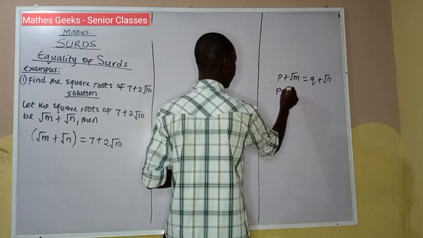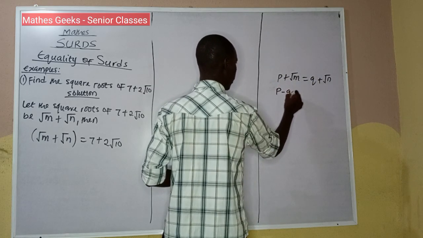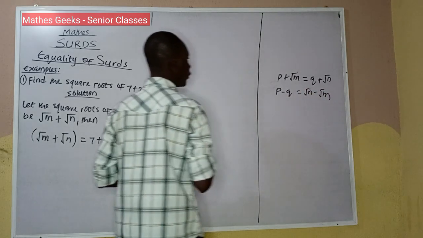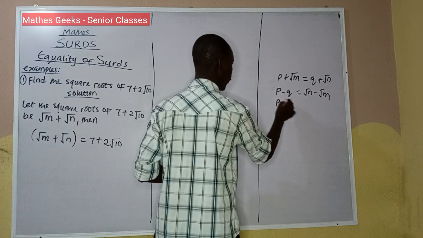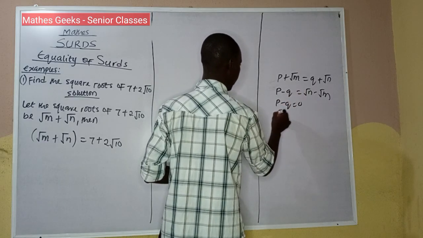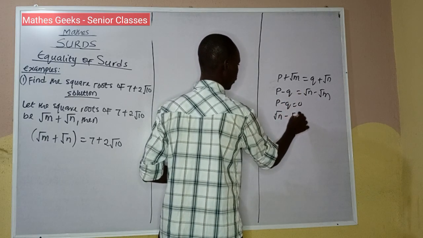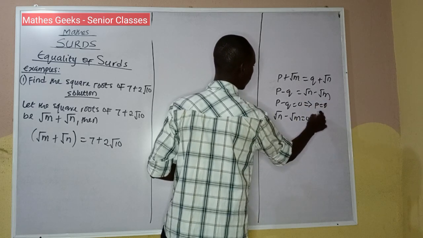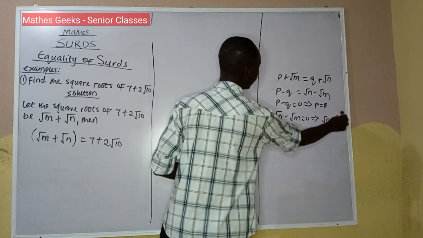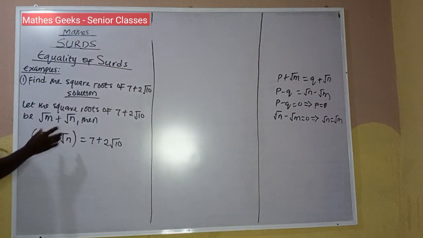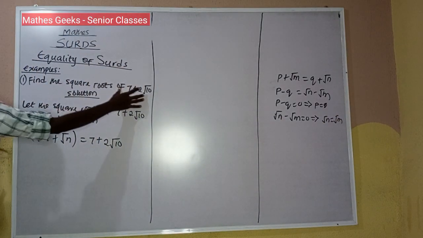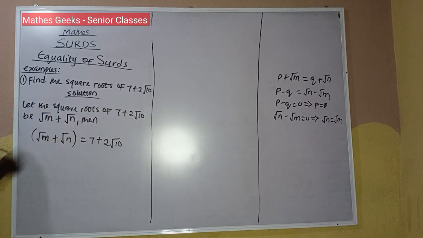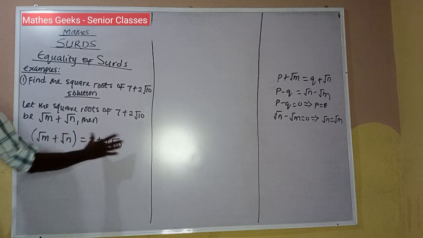If you bring the q to this side, and then root n minus root m, this is the only way that they can be equal. For this to be true, both sides must be equal to 0. Root n minus root m must be equal to 0, which implies that p is equal to q, and this also implies that root n is equal to root m. So here the question says find the square root of 7 plus 2 root 10. So let the square root of 7 plus 2 root 10 be root m plus root n.